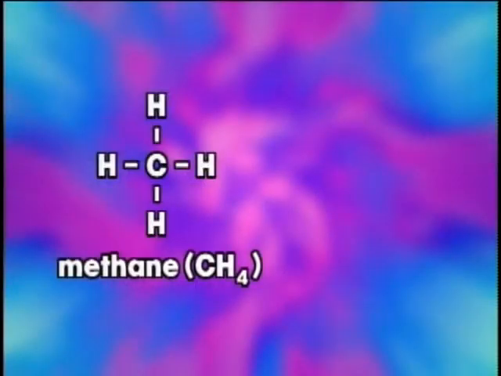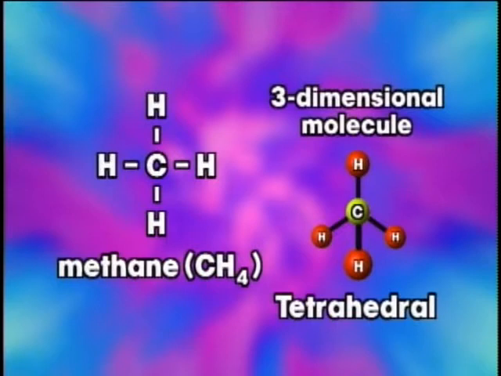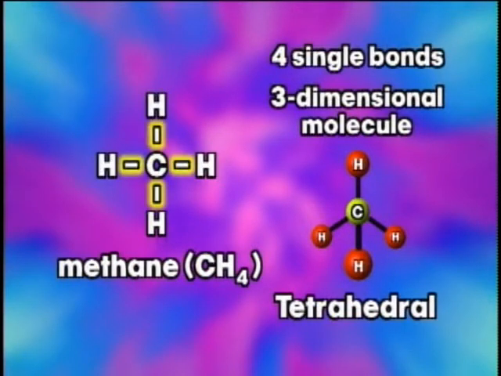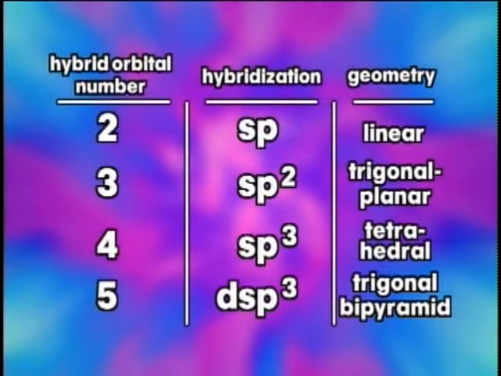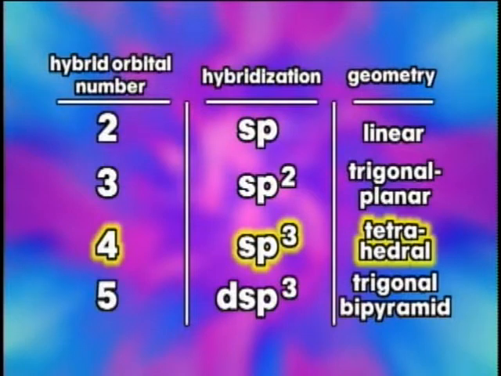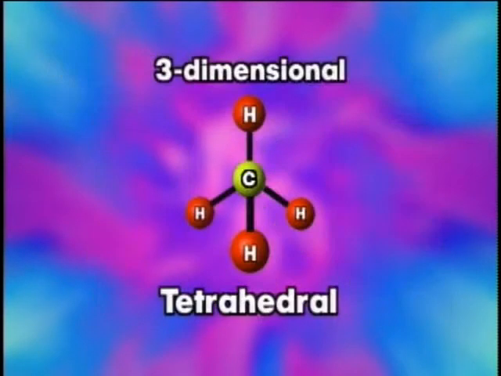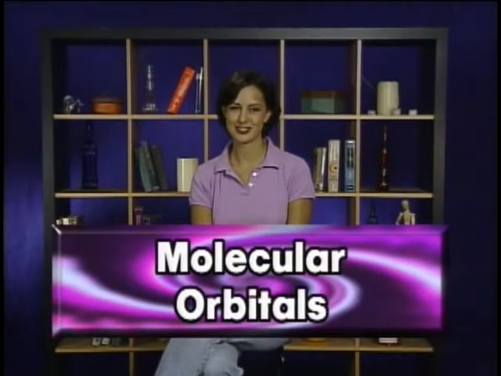Methane, CH4, forms a 3-dimensional molecule. You can tell by the Lewis structure that methane has 4 single bonds. Check the handy chart and you'll see that 4 bonds gives methane a hybrid orbital number of 4 and a 3-dimensional tetrahedral arrangement. Now on to molecular orbitals.